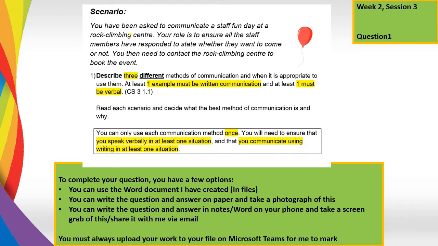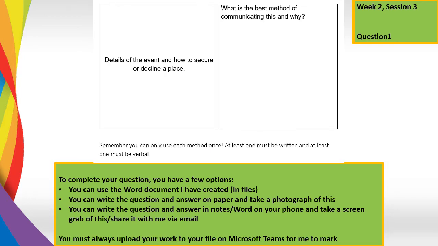You're going to have a look through each of the mini scenarios in just a moment, on the next slide here. You're going to be giving out details of the event and how to secure or decline a place. What is the best method of communicating this and why? In your answer, you need to tell me what the method is that you've chosen and give me a reason. My biggest tip here is don't fill this in yet. Wait till you've read the other 2 before you decide on your final choices.